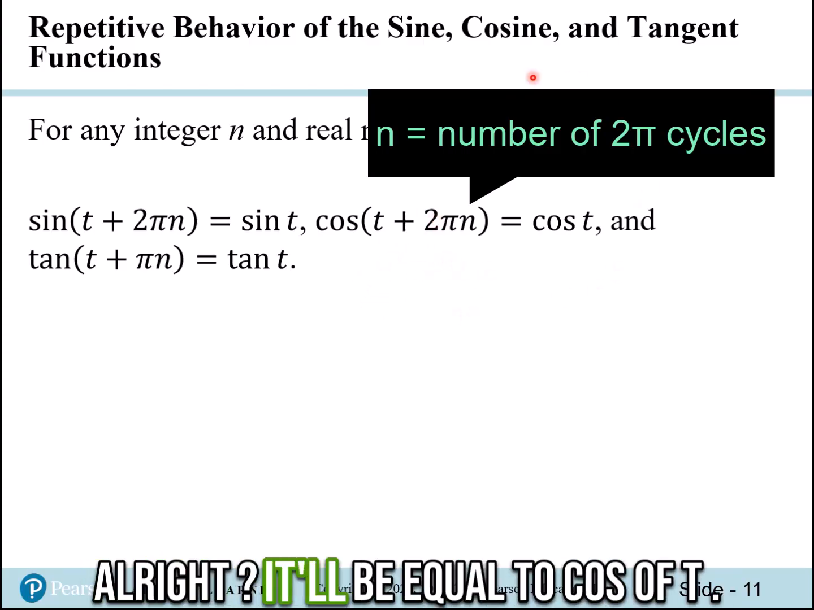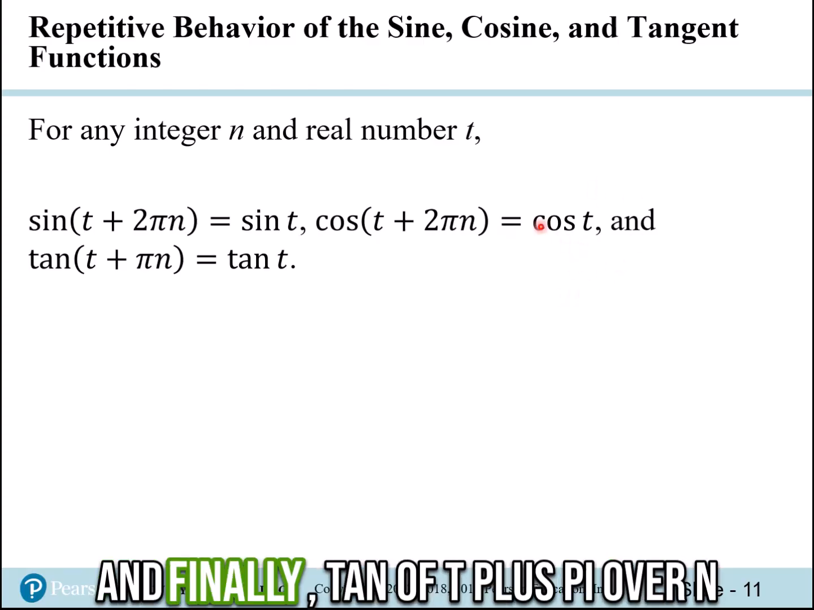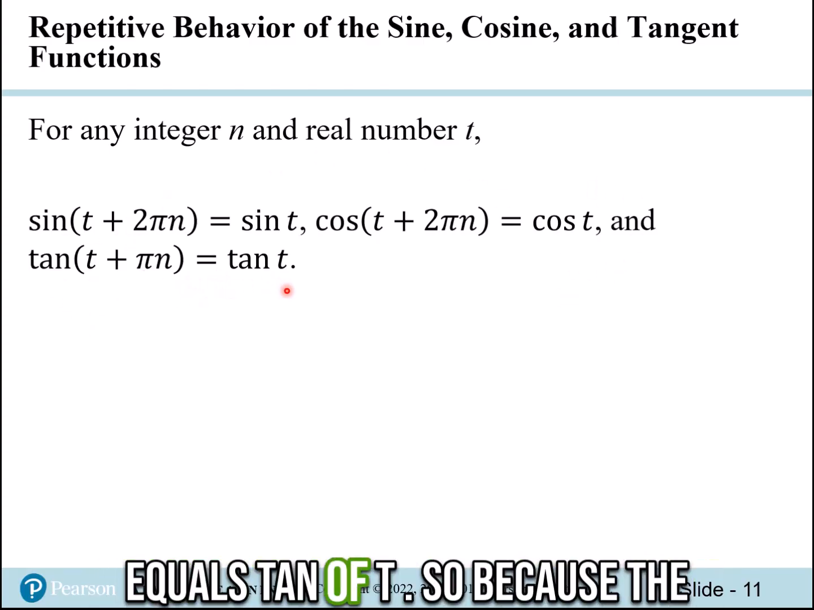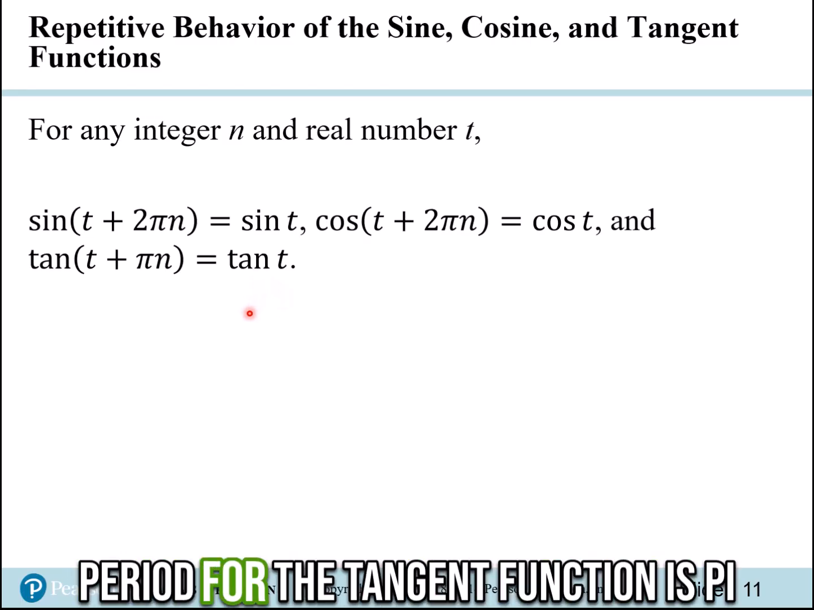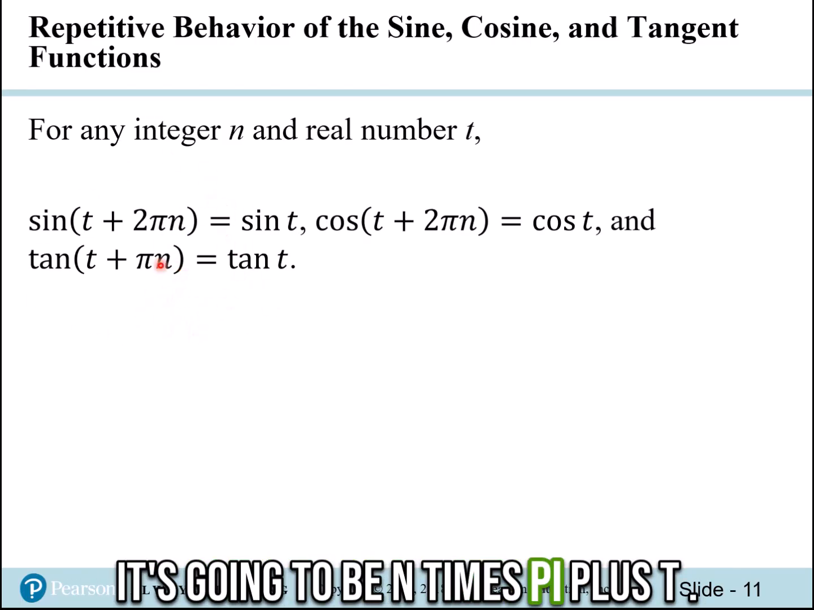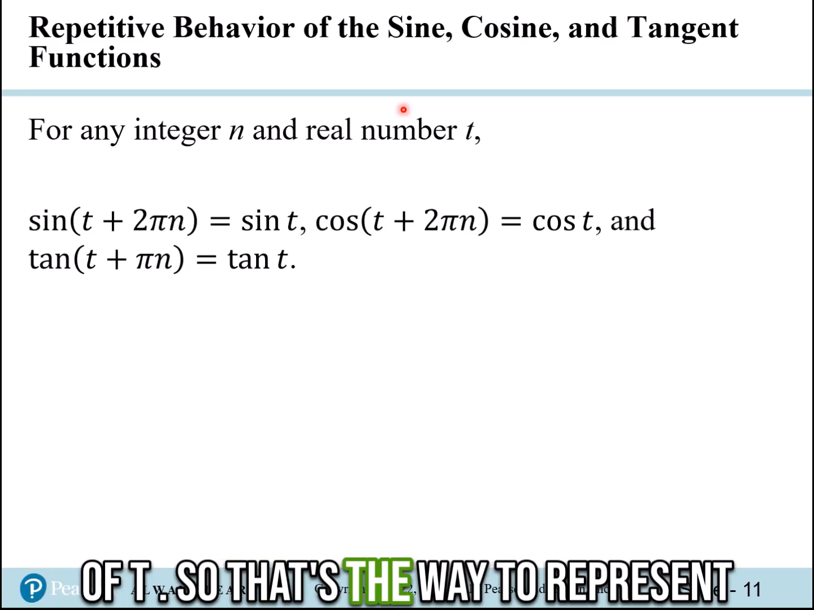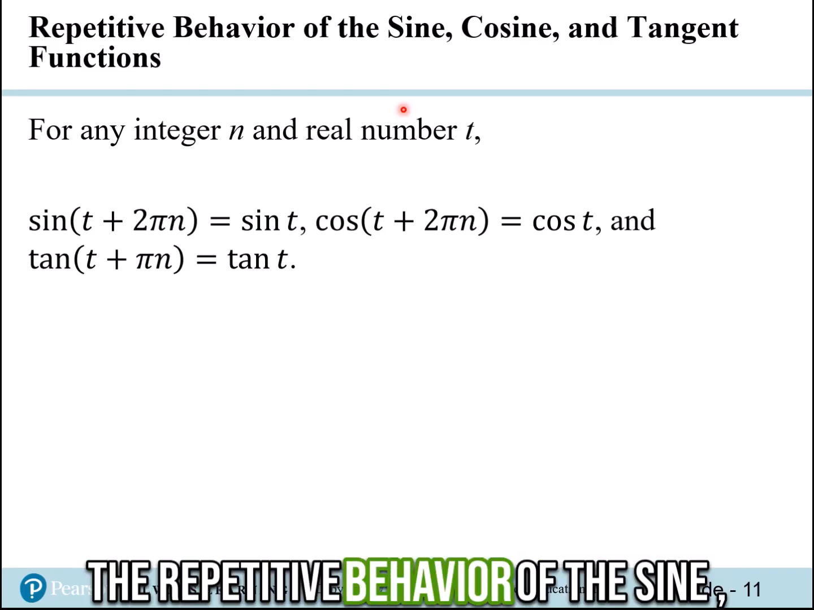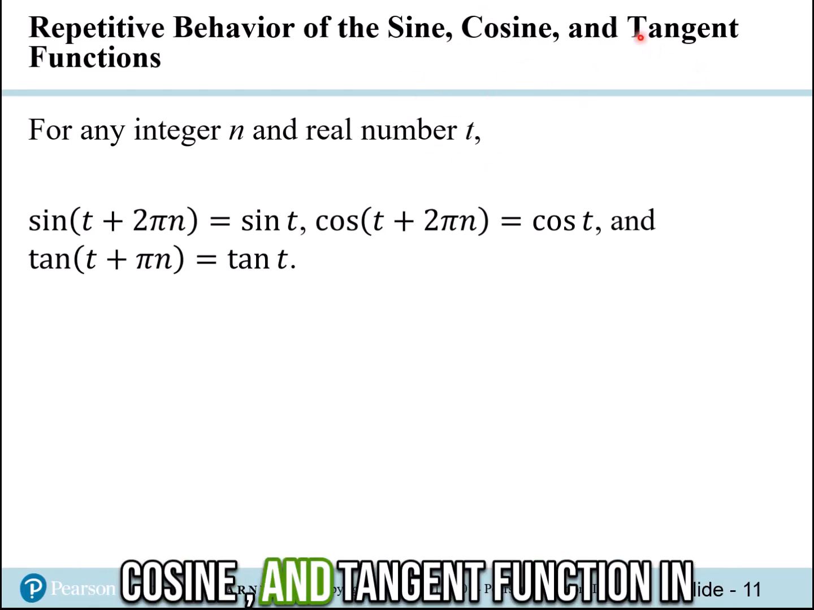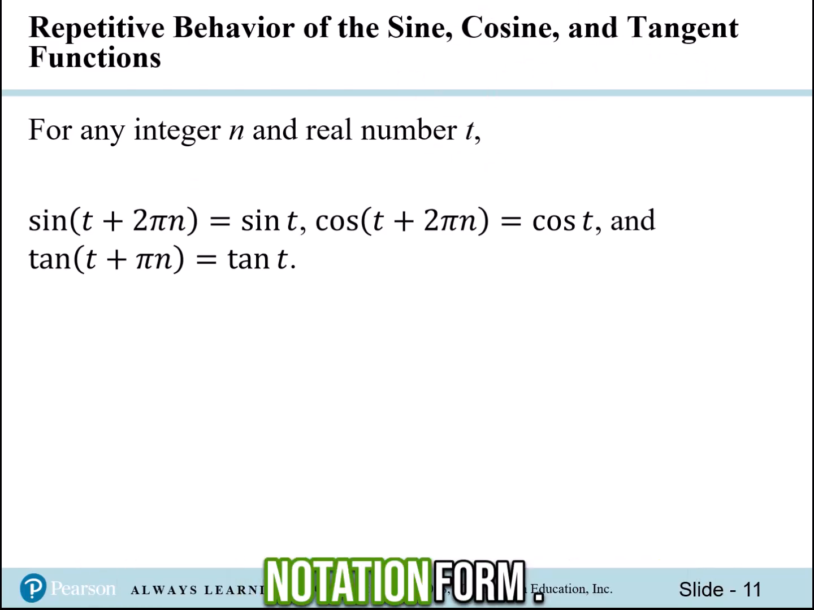All right, it'll be equal to cos of t, and finally tan of t plus pi times n equals tan of t. So because the period for the tangent function is pi, it's going to be n times pi plus t. It'll give you the same ratio as tan of t. So that's the way to represent the repetitive behavior of the sine, cosine, and tangent functions in notation form.